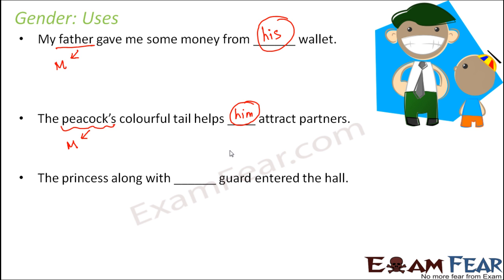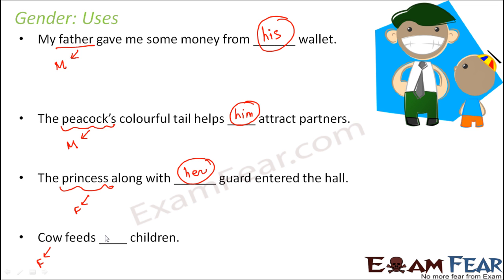Let us look at one more example. The princess along with dash guard entered the hall. Princess is a female, so here it would be her. So the princess along with her guard entered the hall. One more example. Cow feeds dash children. Cow is a female. So cow feeds her children. Right? So in this fashion, the knowledge of gender helps us.